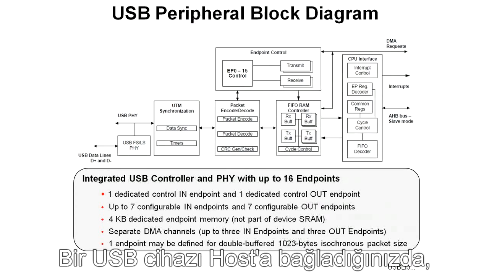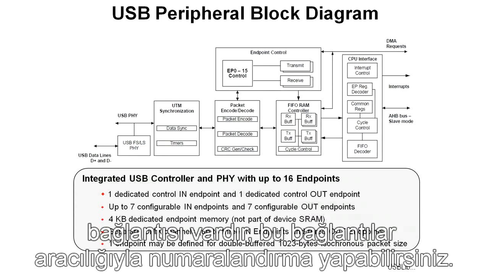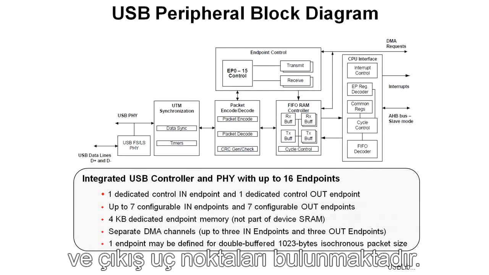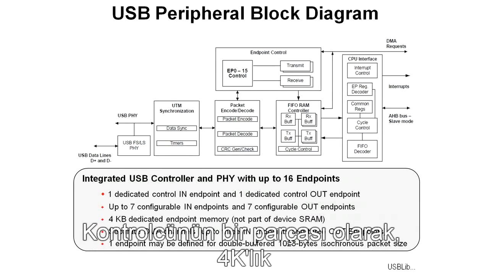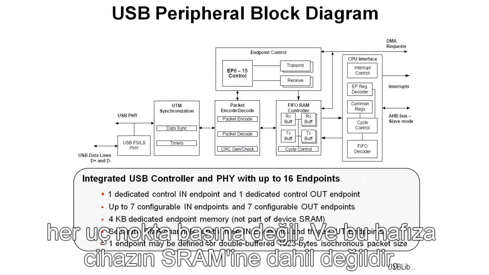Now, anytime you connect a USB device to a host, there is one dedicated control in and one dedicated control out so that you can do the enumeration across there. And then there are up to 7 configurable input endpoints and 7 configurable output endpoints. As a part of the controller, there's a 4K dedicated endpoint memory. That's a single 4K, not per endpoint, and that's not part of the device SRAM.